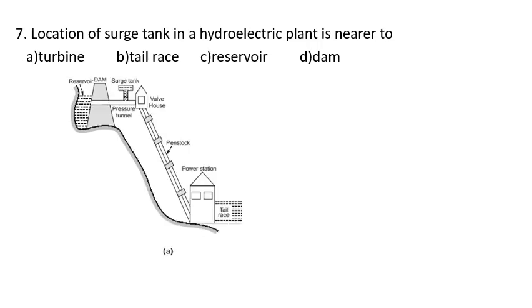Here we are going to discuss the seventh question. Location of surge tank in a hydroelectric power plant is nearer to option A, turbine, tail race, reservoir, and finally dam. Here you can see a schematic representation for a hydroelectric power plant. Here the reservoir is placed here. The function of the reservoir is to collect or keep the water.